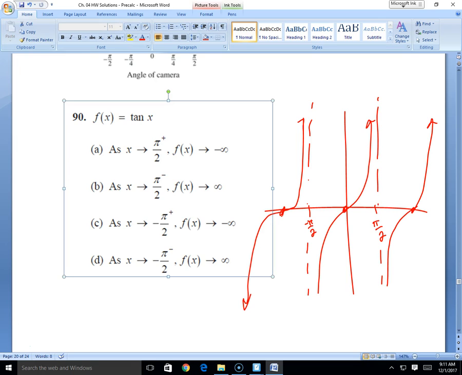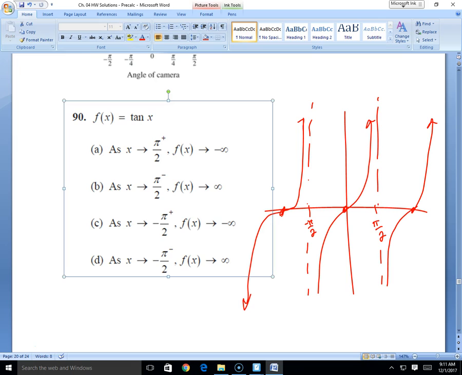As x gets closer to pi over 2, which is this guy, the plus means from numbers just a little bit bigger than. So what that's talking about is, get your pi over 2, go just a little bit above. Where's my graph? Down. And where's he going? Down. Negative infinity is where the y's are approaching.